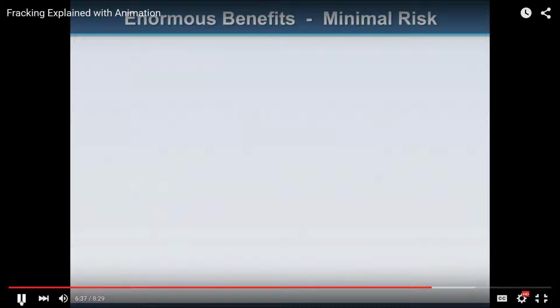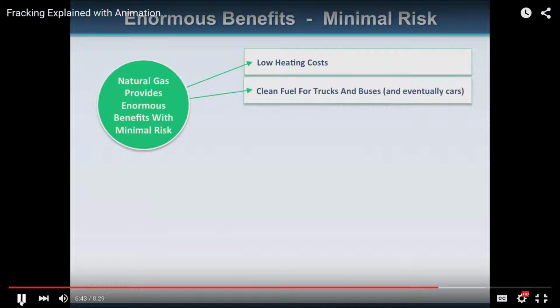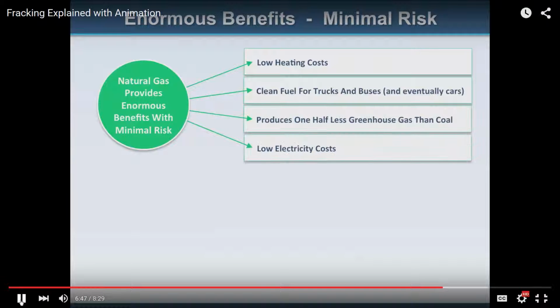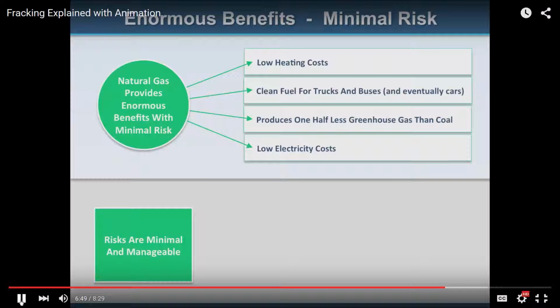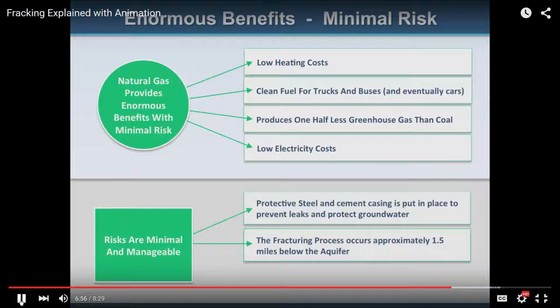Extracting natural gas by fracking provides enormous benefits with minimal risks. It lowers energy costs and benefits the environment. The potential risks involved in fracking are minimal and are easily managed. As we have seen here, groundwater is protected by thick steel tubing and cement casing, and fracking occurs miles away from drinking water. New technologies and processes continue to ensure that safety is a top priority.